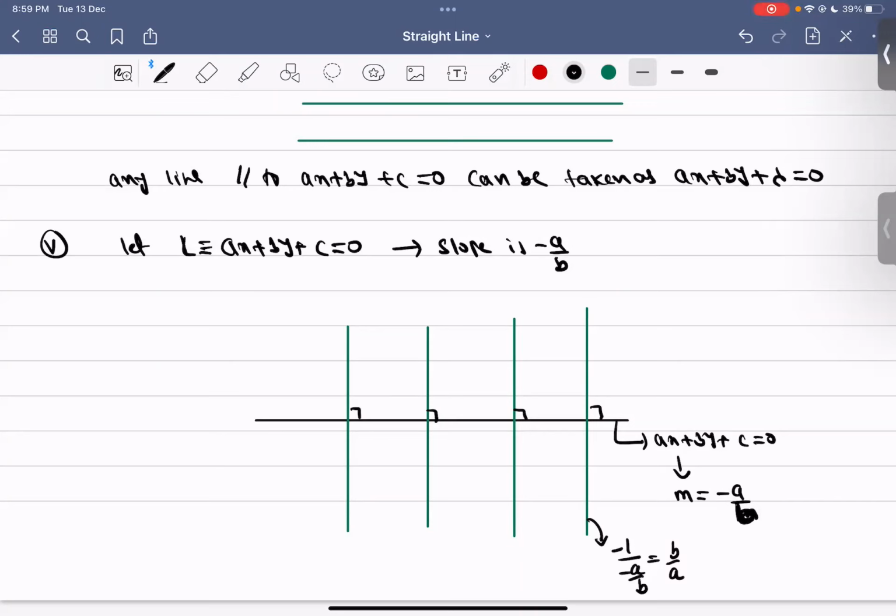The slope must be b by a. So the equation of the perpendicular lines you can write like this: bx minus ay plus lambda equal to 0. Yes or no? The slope of this line is what? Minus b by minus a, that is b by a. To write the perpendicular line to the given line, interchange the coefficients: write the coefficient of y in place of the coefficient of x and the coefficient of x in place of the coefficient of y, put a minus here, and change the constant also. So these are perpendicular lines.